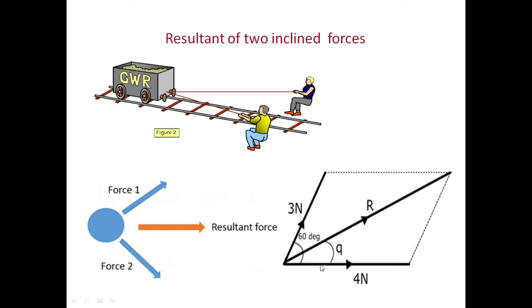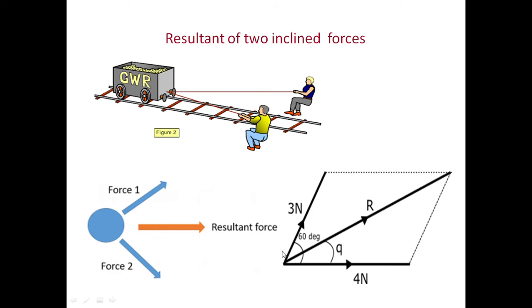Here, 3 Newton and 4 Newton, these are the lines of action. They are inclined to one another. When two such forces are applied on an object like this, the object doesn't move in either this direction or this direction. In such an instance, the direction of motion of the object lies in a direction between the two forces. The resultant force is like this.